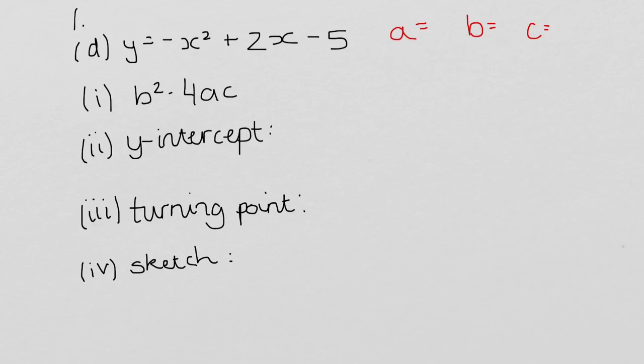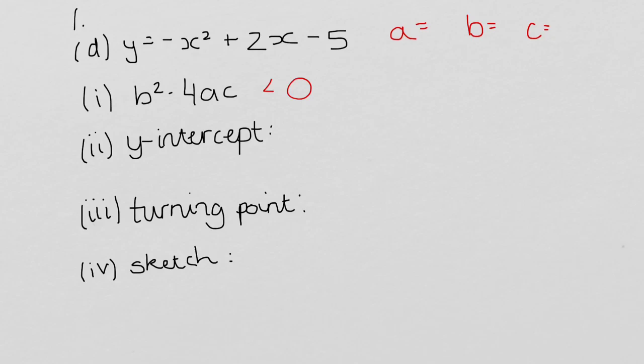So part 1, b squared minus 4ac, we're asked to use that to verify that the graph does not touch the x-axis. If it does not touch the x-axis, it means that b squared minus 4ac has to be less than 0. So we put our a, b and c values in, calculate the value, state whether it's less than 0, and if so, then write a sentence to verify that it does not touch the x-axis.